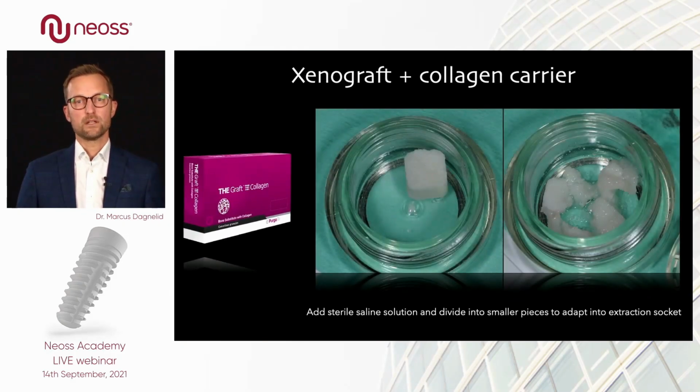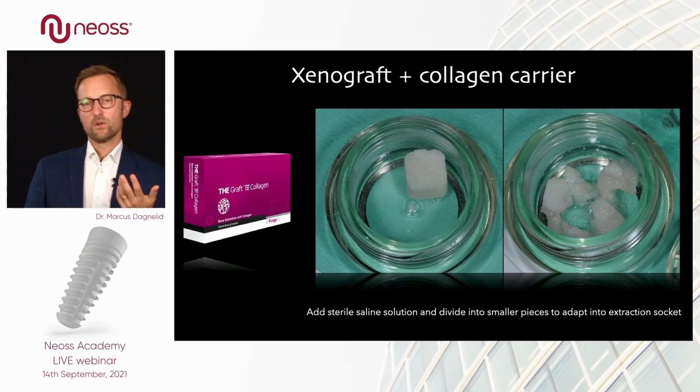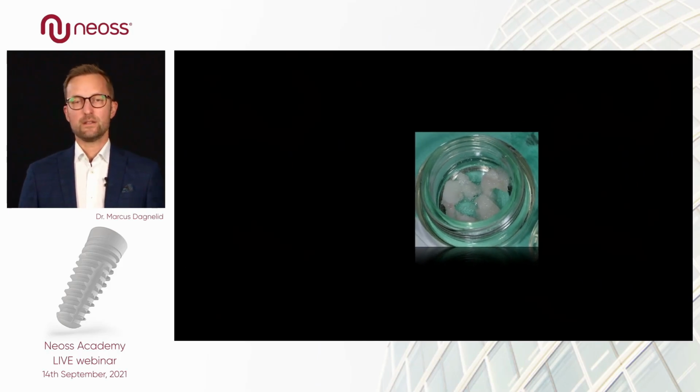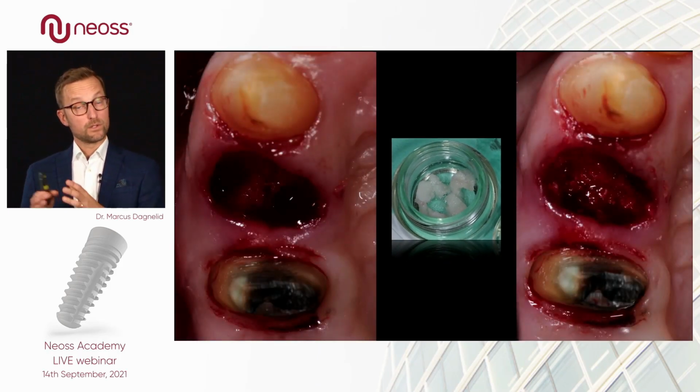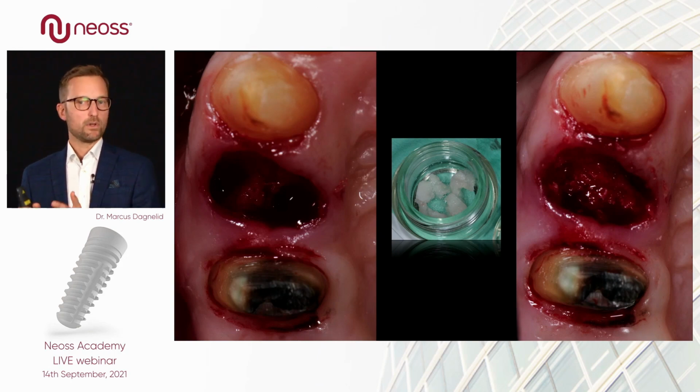Now, if you look at the collagen carrier here, it comes in more or less of a block. What you simply do is add a piece of sterile saline solution, and you divide it into smaller pieces to adapt more easily into the extraction socket. And if we go back to the case, we extracted a first premolar, a two-rooted tooth with sectioned roots, and we gently fill the alveolus with the xenograft material and gently condense it down into the socket.